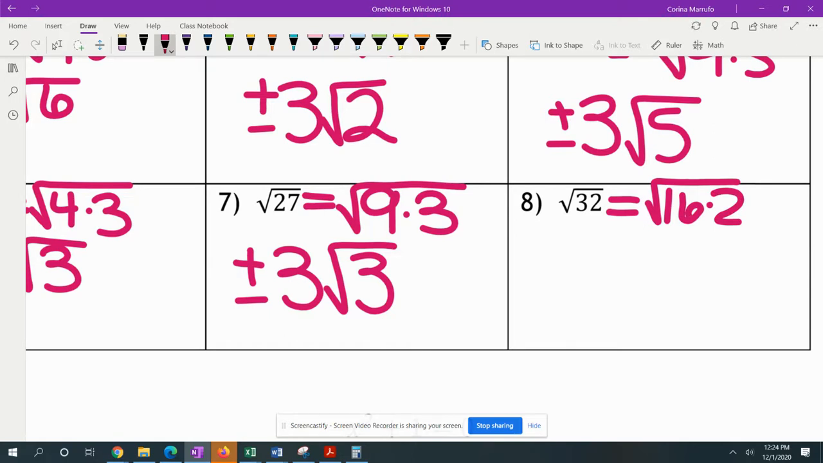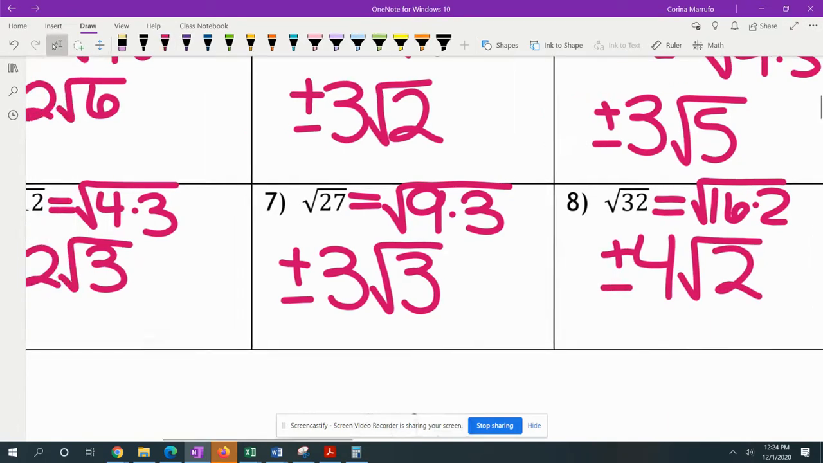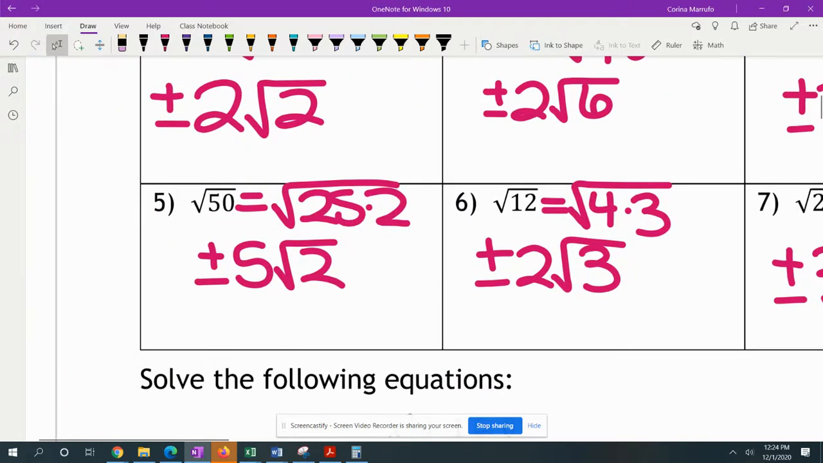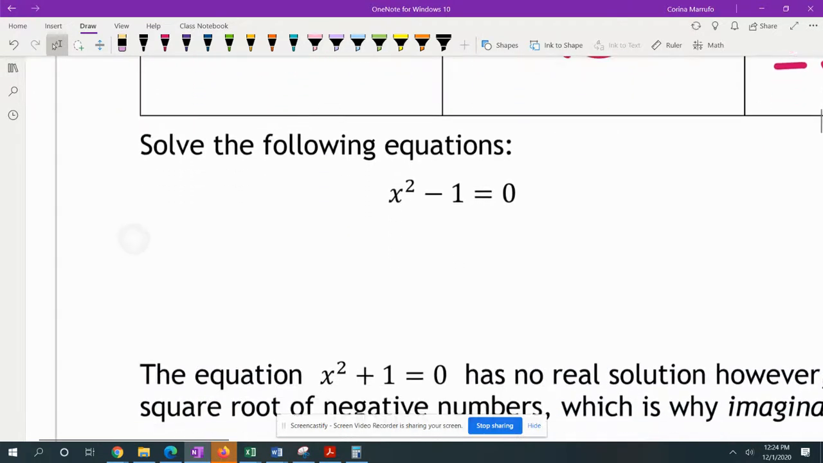Now we can take the square root of 16, and that gives us 4. The 2 is going to stay trapped in the square root, and then it's plus or minus. Okay, so now that we reviewed how to simplify radicals, it wants us to solve the following equations.